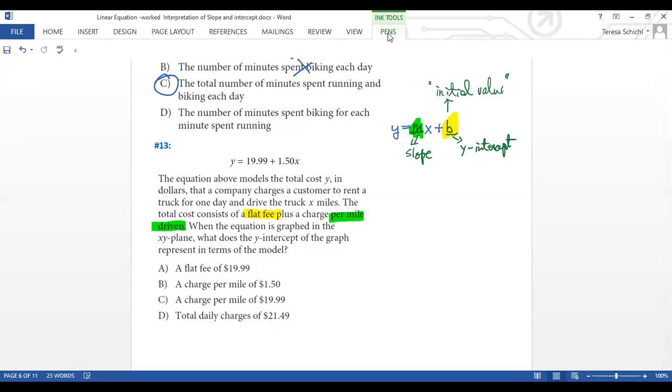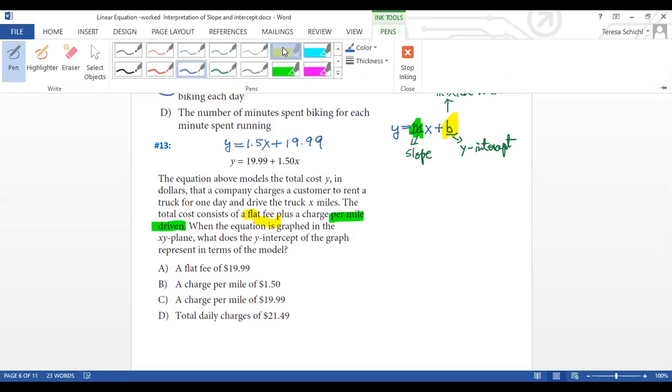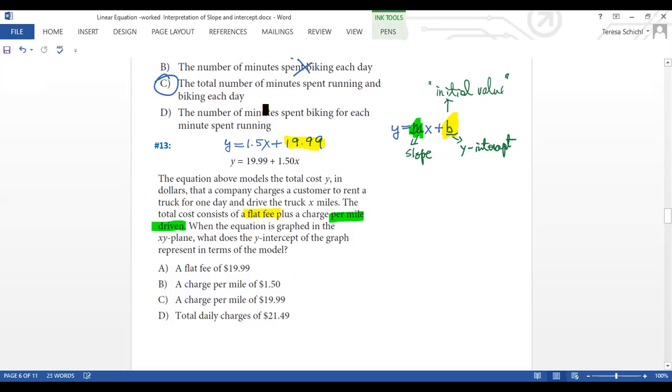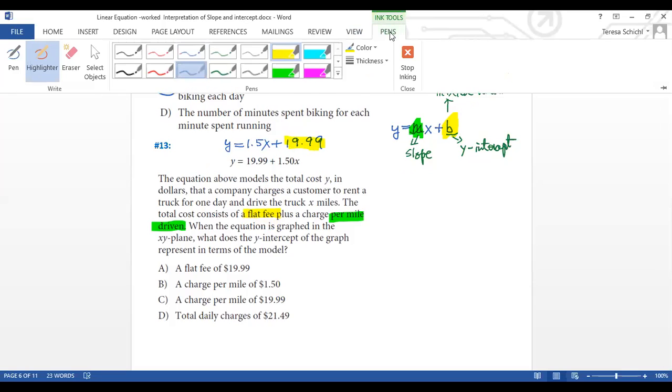So the flat fee here is the fixed amount, we call it the initial value. It doesn't matter how far you drive. So if you rewrite this equation as y equals 1.5x plus 1999, if you rearrange it, then we know this is the slope. I'm sorry, this is the intercept. So this is the y-intercept.